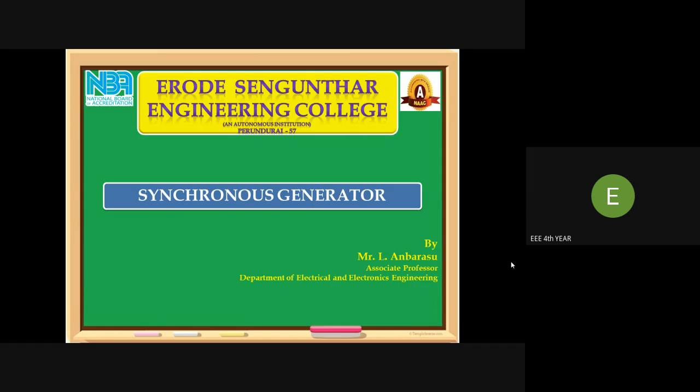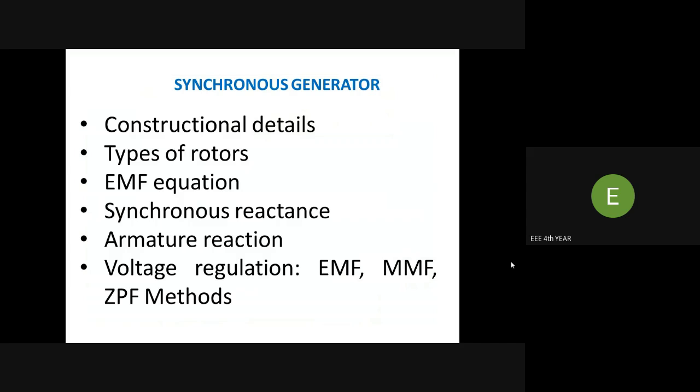In this class, especially for the GATE coaching class for the SC/ST students, we are going to discuss the constructional details of the synchronous generator, various types of rotor design of the synchronous generator, then the EMF equation of the synchronous generator, then synchronous reactance, armature reaction, and voltage regulation methods: EMF, MMF, and ZPF method. These topics are going to be discussed in this class.